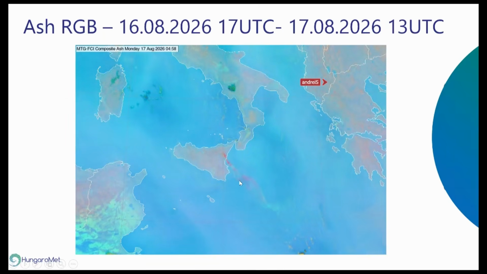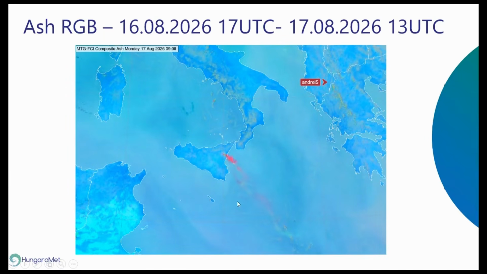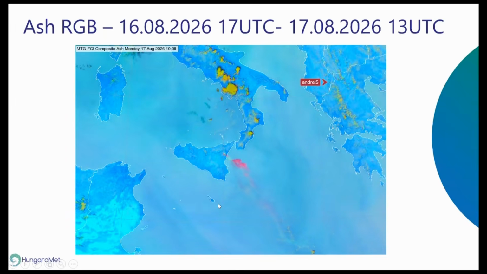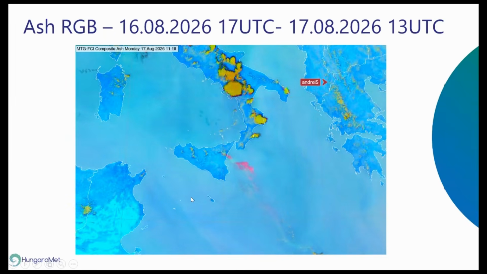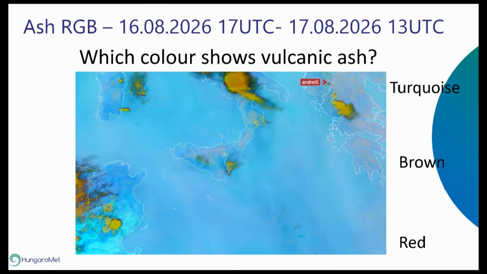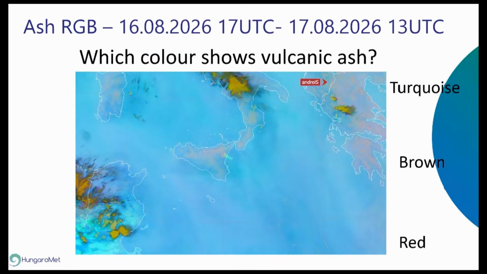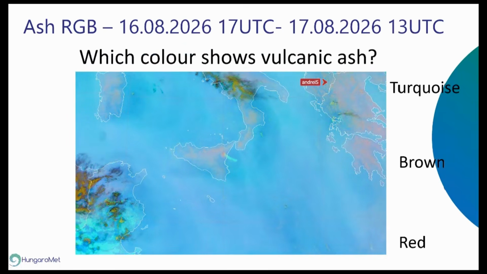If we wait, we will see some more red, more intense red coming out of the volcano right here, and then we can follow where it is moving. Then we can see also some green coming. So my question would be that which color shows the volcanic ash? Is it the turquoise, the brown, the red, or which one would you think it's the volcanic ash?